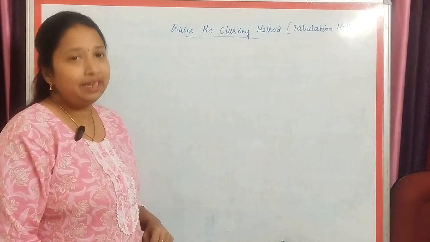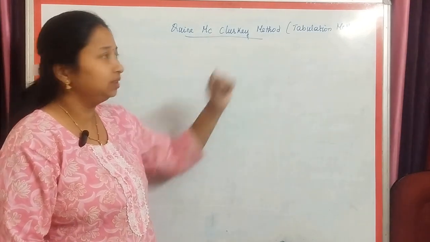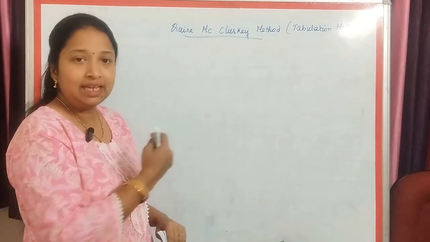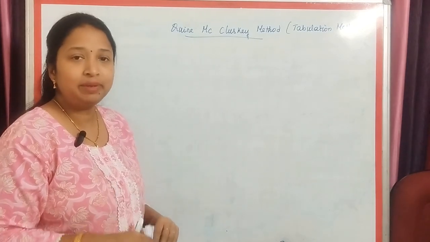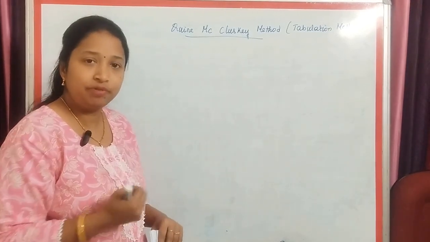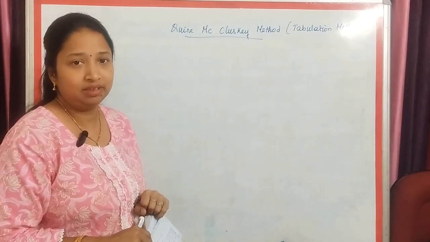Hello all. In today's lecture, we are going to study the Quine method. It is also called the tabulation method. This technique is mainly used for simplifying your Boolean expression. You can ask me, we already have a K-map for simplifying a Boolean expression, then what is the need for going to this Quine method?